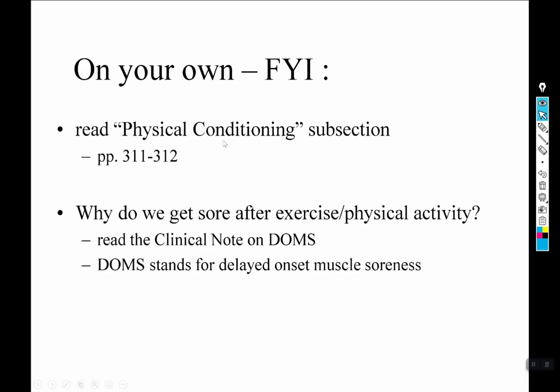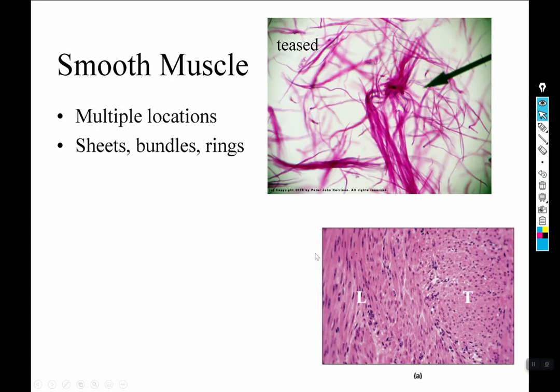Okay, so these are things that you can read on your own. They're not going to be included in your testing, but they're things that students often ask about. It's a pretty short read, so physical conditioning is only about a page long. And then there's a brief clinical note in a little inset that talks about delayed onset muscle soreness, so what actually causes it. These are, again, things that students tend to ask questions about, but we're not going to go into them here because we don't have time. So go ahead and read these on your own if you want. Just understand that I'm not going to test you on them.